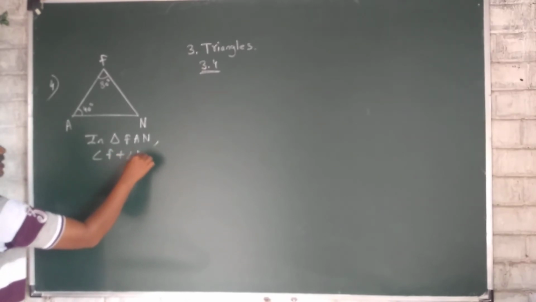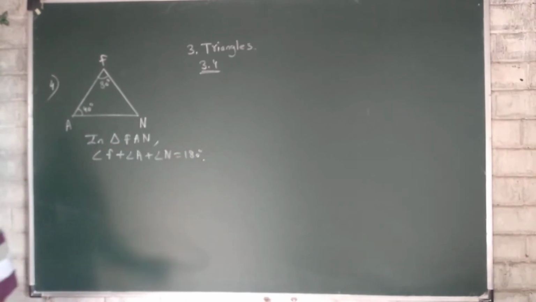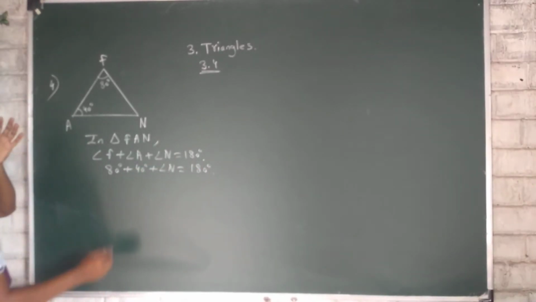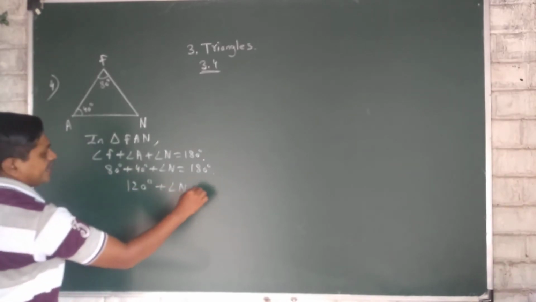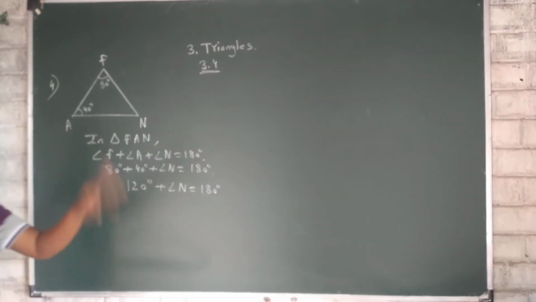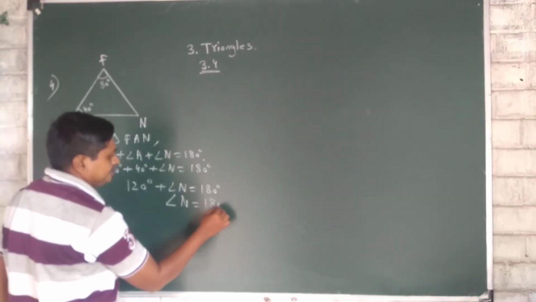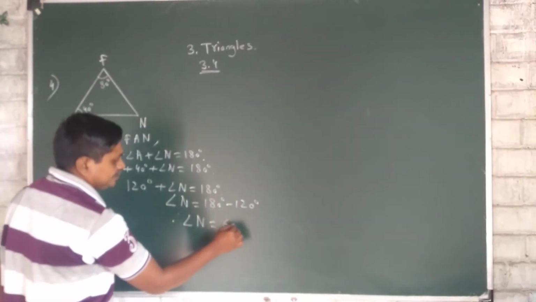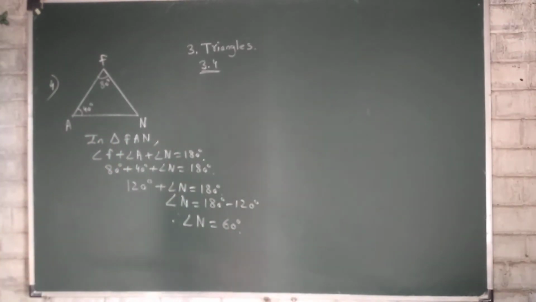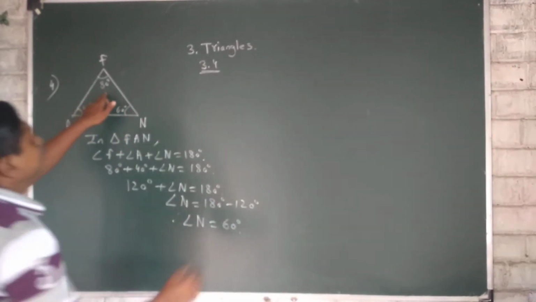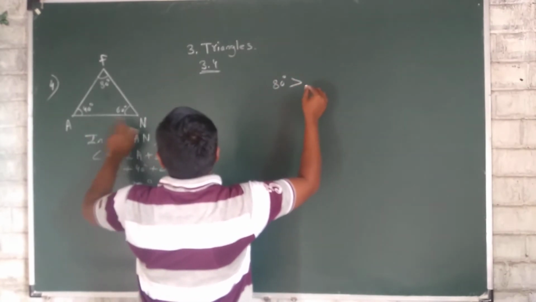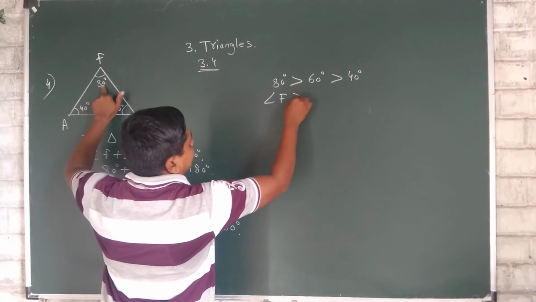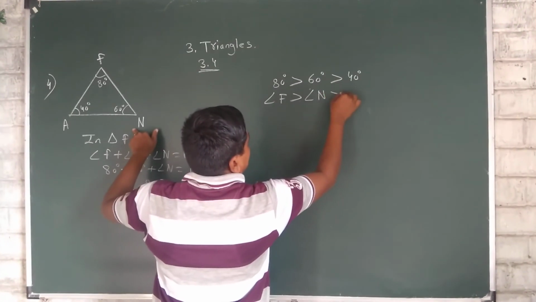angle F plus angle A plus angle N equals 180 degrees. 80 plus 40 plus angle N equals 180 degrees. 80 plus 40 is 120 degrees, plus angle N equals 180 degrees. After changing the term, subtraction. Angle N here came 60 degrees. So, 80 degrees is greater than 60 degrees and the smallest is 40 degrees. So, angle F is greater than angle N, is greater than angle A.